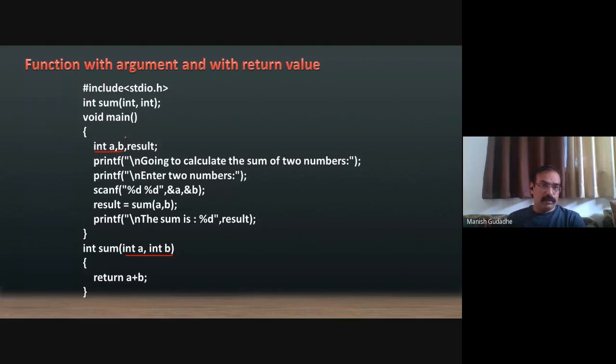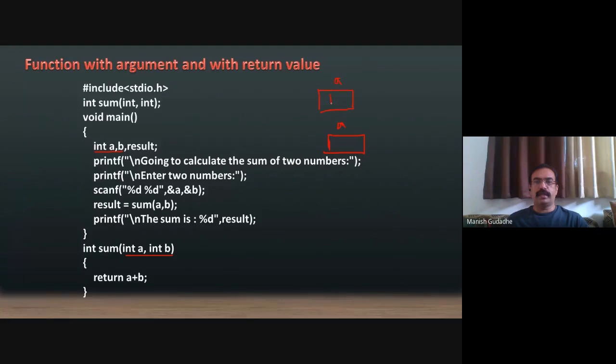But these two variables are different, and these two variables are different. This A is different, this A is different. They may hold the same value, but they are not the same. There will be two separate blocks created for two different A's. This will be the A from the main function, this will be the A from the sum function. So these will be two separate values.